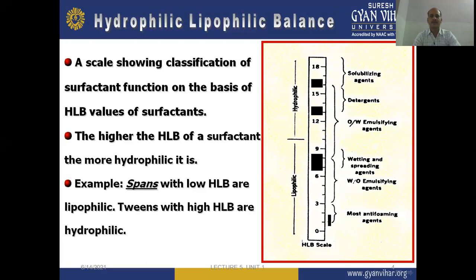When we consider surfactants as detergents, they have an HLB value of 13 to 16, and solubilizing agents have an HLB value of more than 15. So these are the different examples of surface active agents based on their function and hydrophilic, lipophilic balance value. So particular HLB values are required for a surfactant to function for a specific purpose.